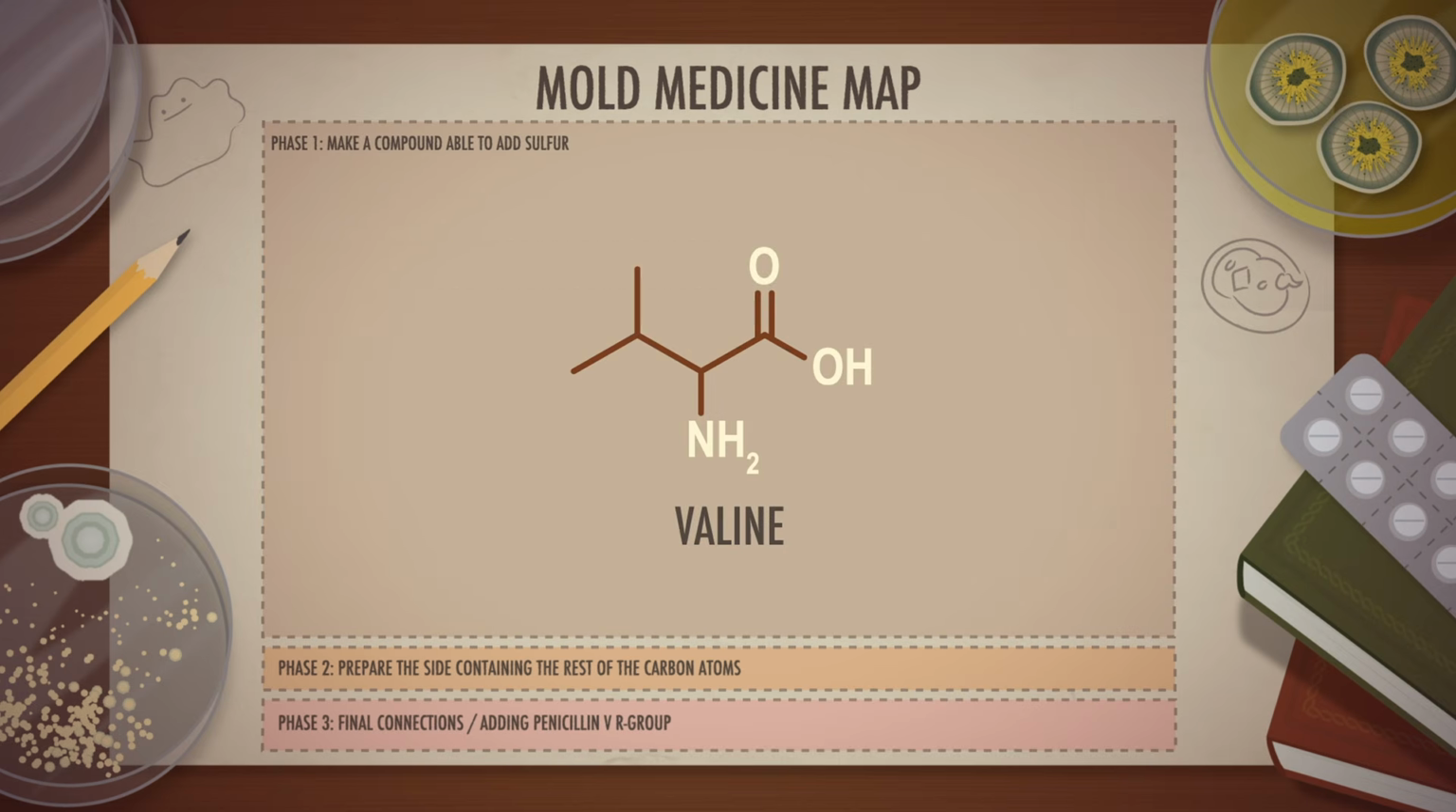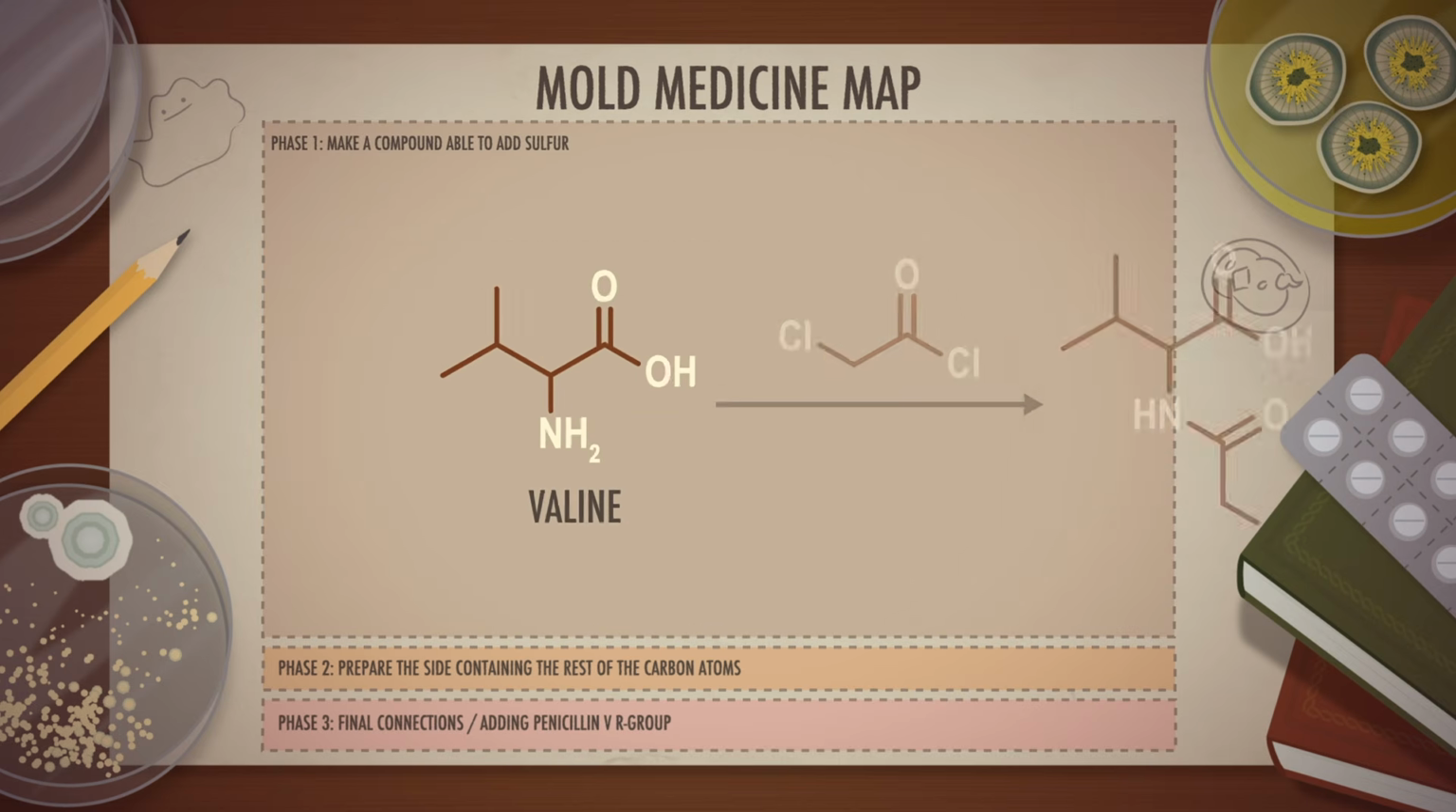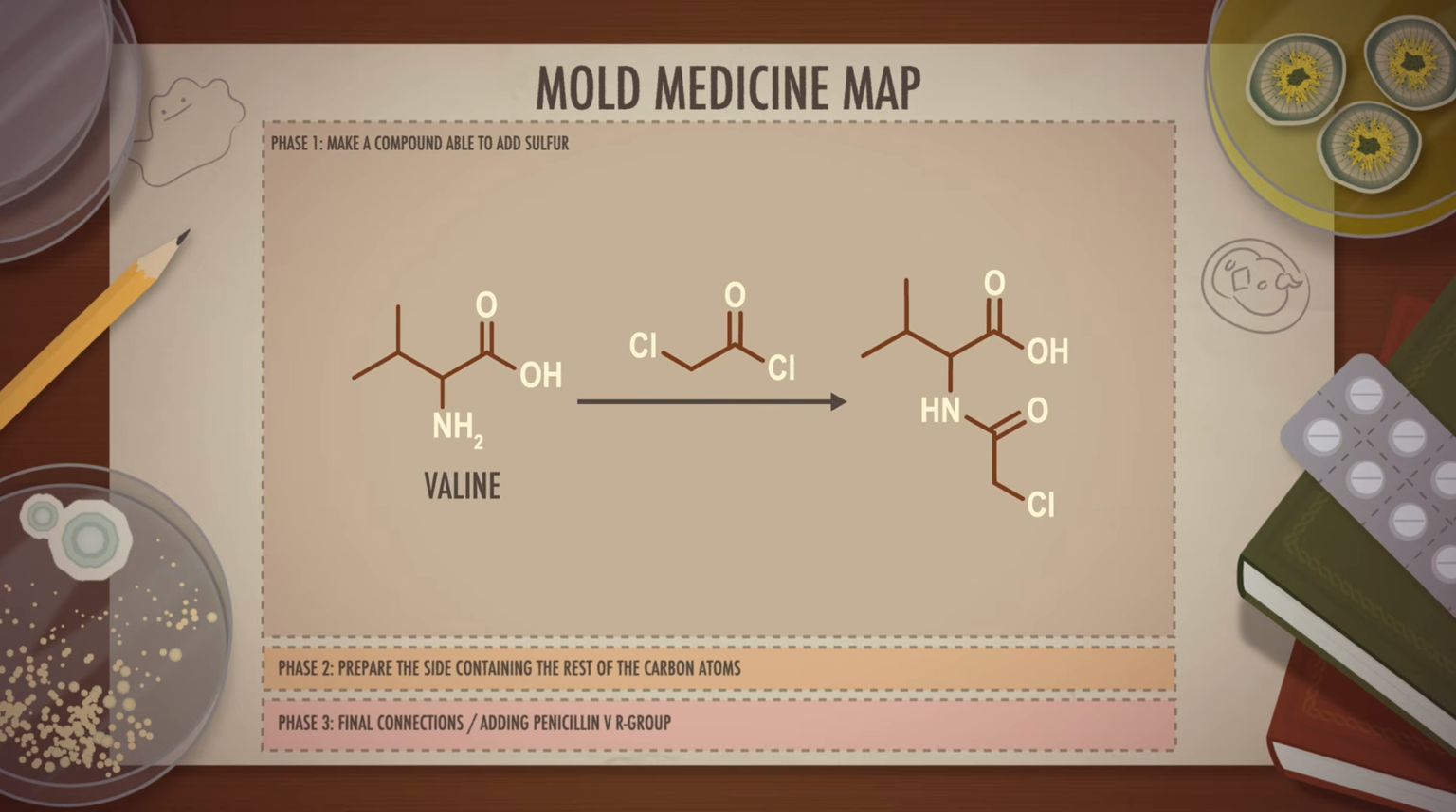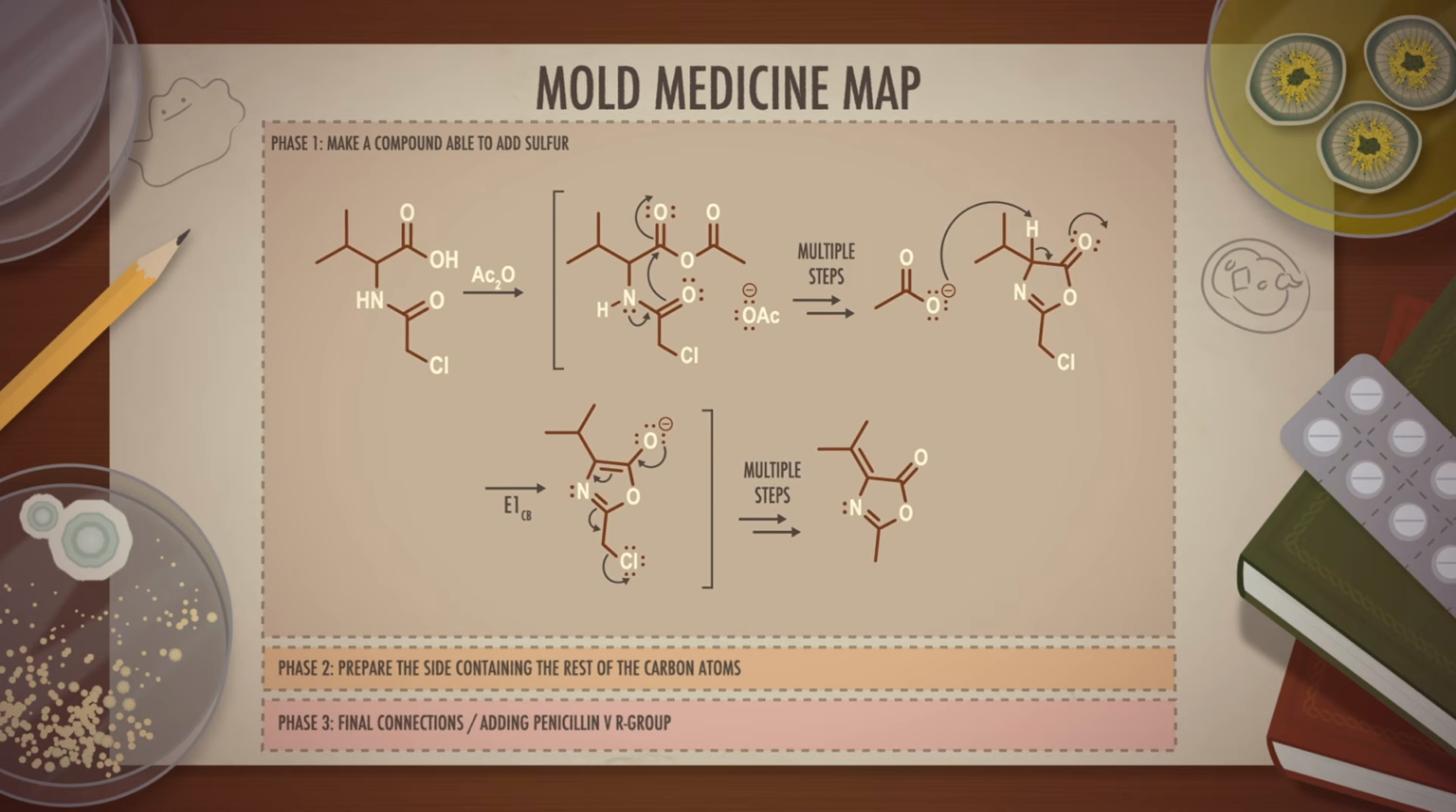To begin phase 1, the nitrogen of valine reacted with an acid chloride with a built-in second chloride leaving group. Next, the carboxylic acid was turned into an anhydride, a good leaving group, which let them form a ring. The second chloride was eliminated in an E1Cb reaction, and an isomerization produced the enone.